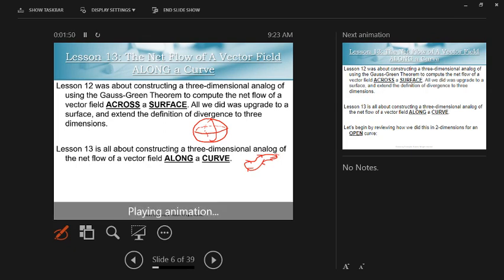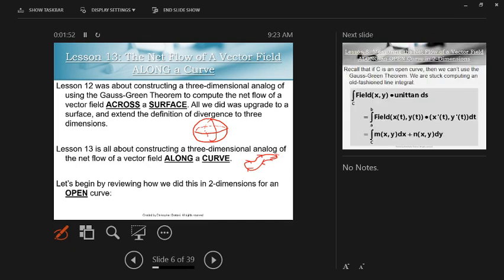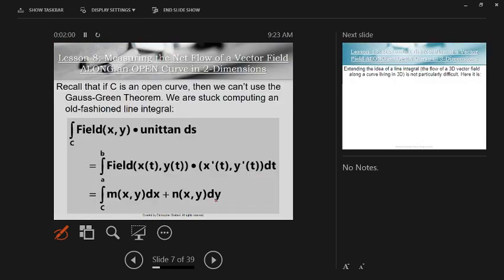Anyway, probably the best way to build up to this is first by talking about how to do flow along in two dimensions with an open curve. So let's go back in time to two-dimensional space. We had this really simple formula for a path integral. We just did the integral of field dot tangent dt.